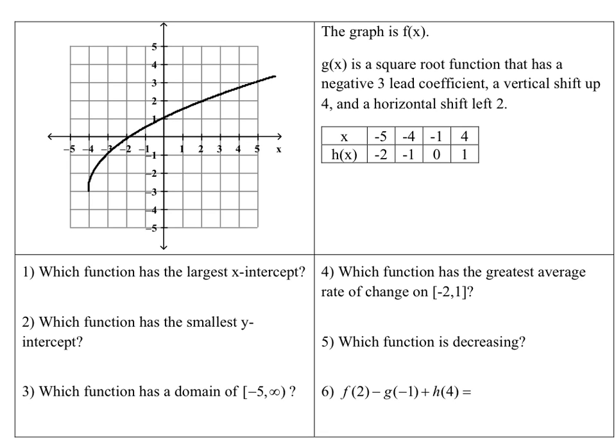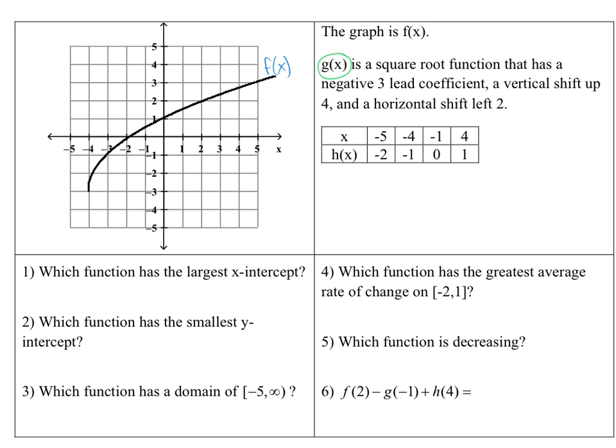So it could be a graph. You can make these all graphs. You can make them all tables. You can make them all sentences. And what makes most sense is to make them all graphs. So f of x is this graph. So I'm just going to label this. This is f of x. So that right there is f of x.